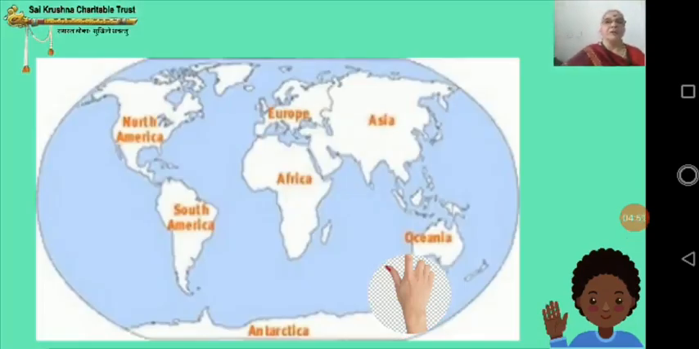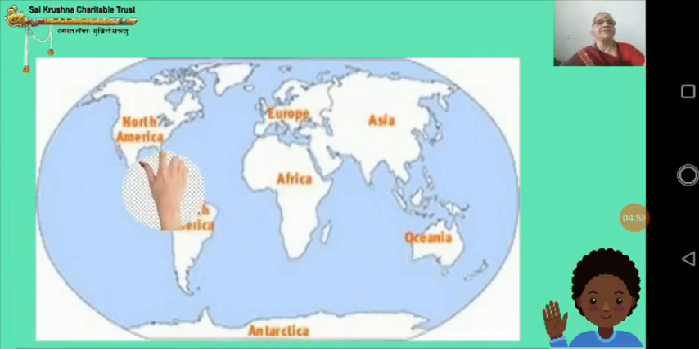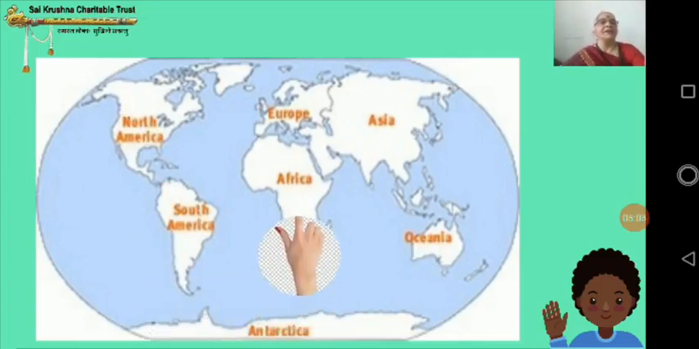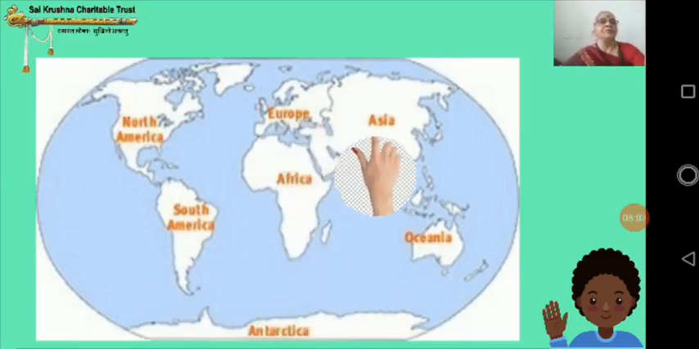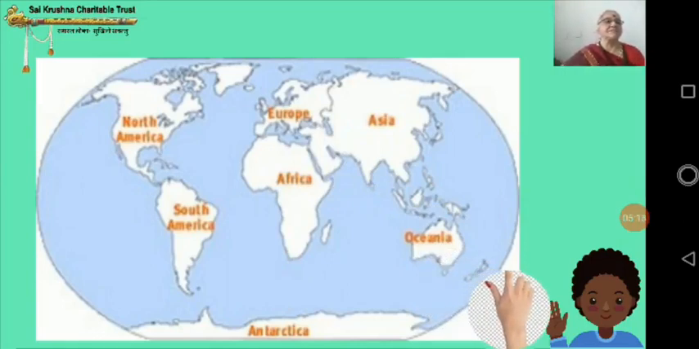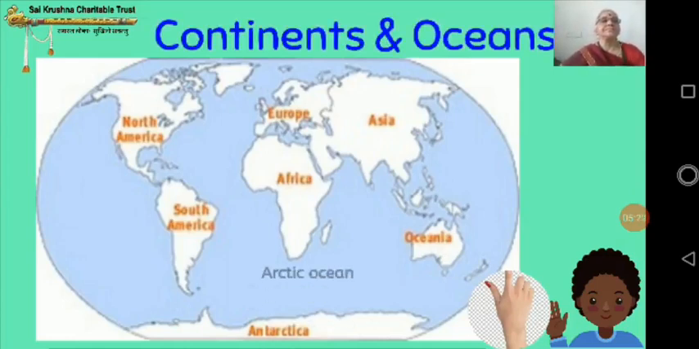Now look here. You have studied the 7 continents and the 5 oceans. You can see the continents here: North America, South America, Antarctica, Africa, Europe, Asia, Oceania. It's also called Australia. You have studied the largest and the smallest continent, etc. Now let's get familiarized with the location of the oceans.